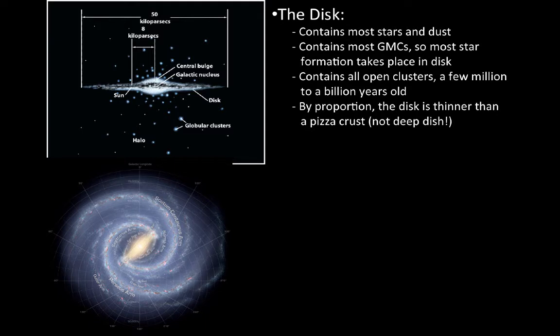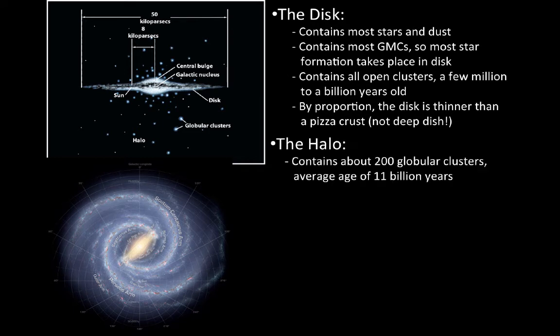Now, if you actually made a scale model of this, the disk itself is thinner than a thin pizza crust compared to its diameter, just to give you a sense of scale. The diameter is 50 kiloparsecs, which is about 150,000 light years. The halo contains about 200 globular clusters at an average age of about 11 billion years. So these are much, much older stars in general than the disk stars.